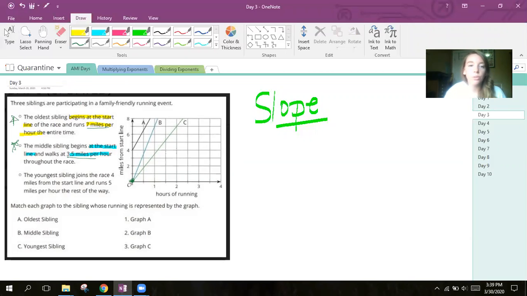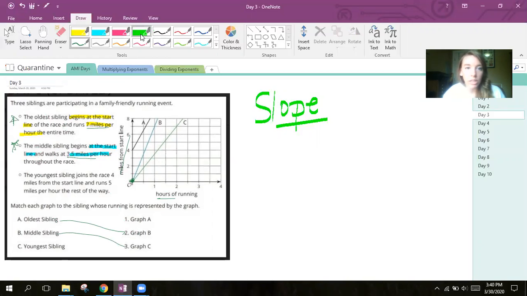Okay, so between those 2 lines, which one was going faster? Which one was covering more ground in less time? Okay, well, we can see that line B was doing that. Okay, they were going a further distance in less time. Okay, so the oldest sibling had to have been graph B. All right, so if that's the case, and the middle sibling was the one that started at the starting line and they were going 3.5 miles per hour, then they must have been line C.